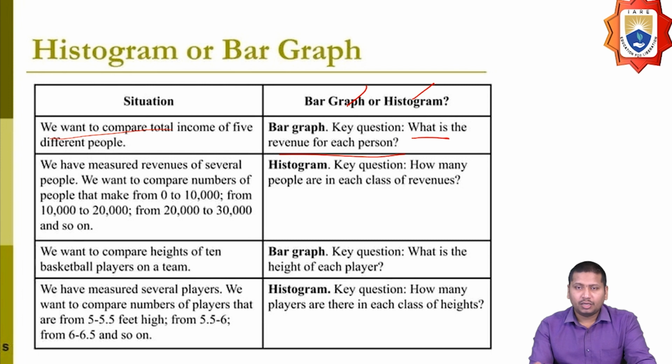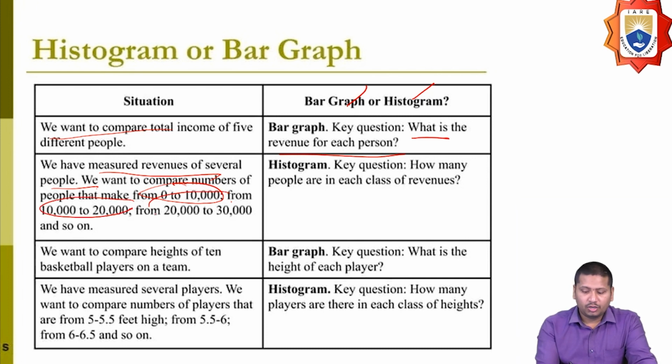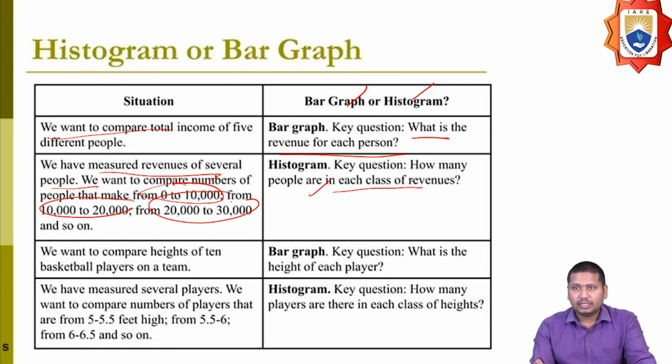Similarly, suppose we have measured revenues of several people and want to compare the number of people who make from 0 to 10,000, from 10,000 to 20,000, from 20,000 to 30,000. So we have intervals here, and the revenues of several people have to be in the form of intervals: 0 to 10,000 how many, 10,000 to 20,000 how many, 20,000 to 30,000 how many, like this. For that, the histogram is preferred, because we want to know how many people are in each class of revenue.